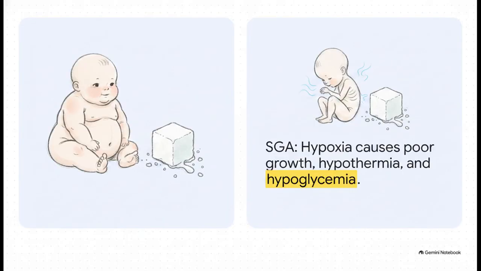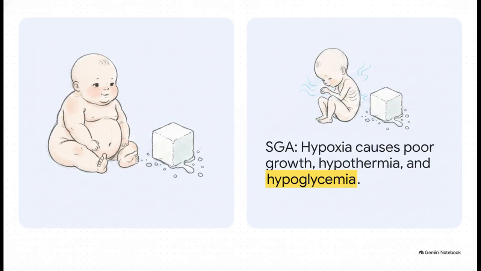So building on that whole glucose connection, let's look at two extremes. We have the LGA, or large for gestational age baby, and the SGA, or small for gestational age baby. With the LGA baby, the classic culprit is maternal diabetes.